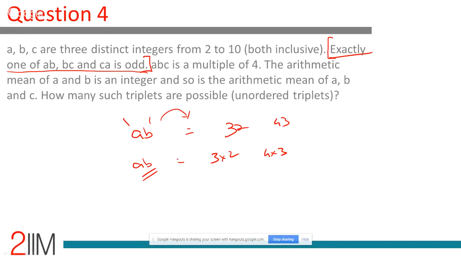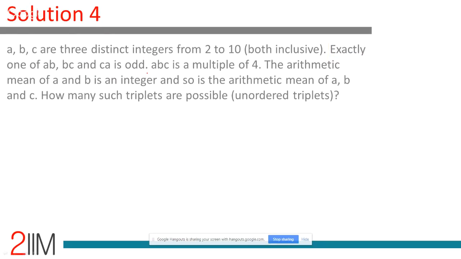Exactly one of these three is odd. That's a critical point. The product of two numbers is odd when both of them are odd, only in that scenario. An even number times anything will be even. This statement tells us that two of the numbers are odd and one is even. We're dealing with two odd numbers and one even number.